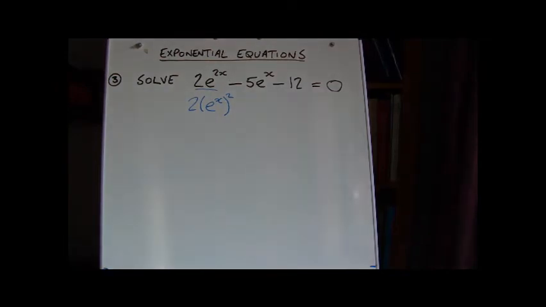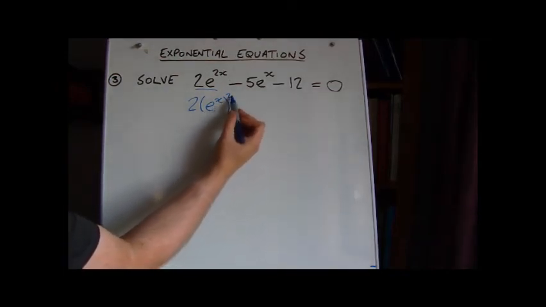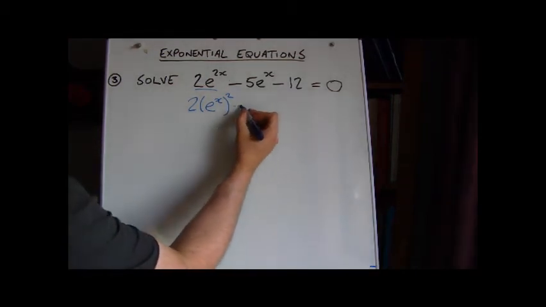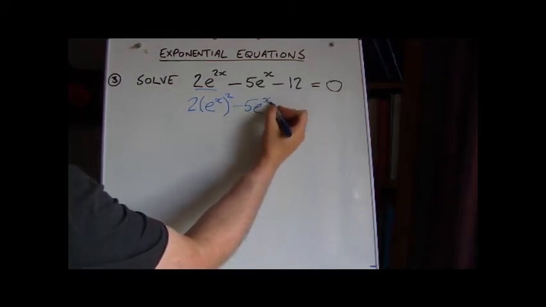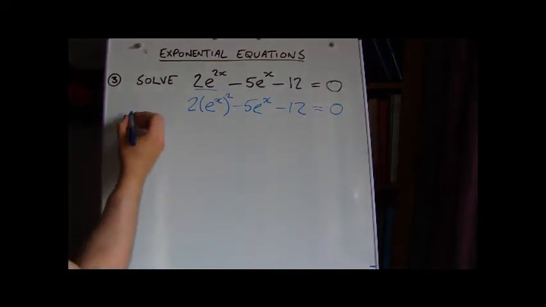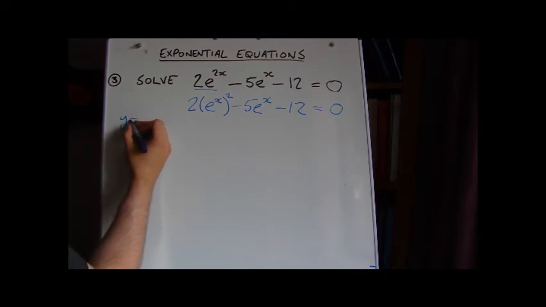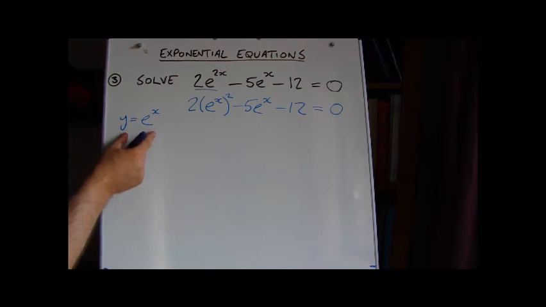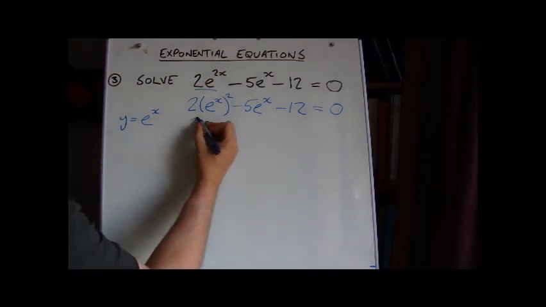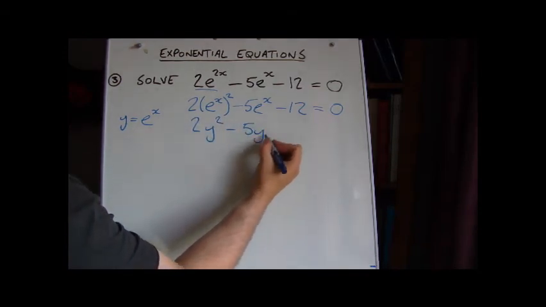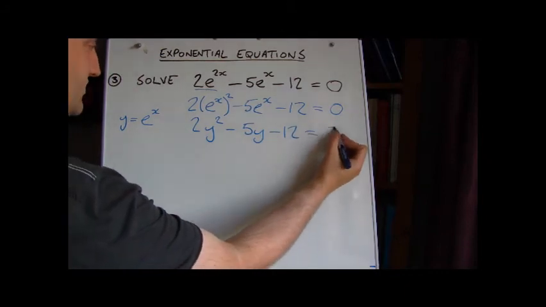So remember the rules of indices. If we had this, we would multiply the powers together to give us 2x. The rest of the equation, we'll just leave it as it is for a moment. So it's like that. Does it look like a quadratic yet? If we make a substitution, it should make it very clear that we have a quadratic. So if we change the variable, so everywhere we see e to the x, we change it for y. So this gives us 2y squared minus 5y minus 12 equals 0.